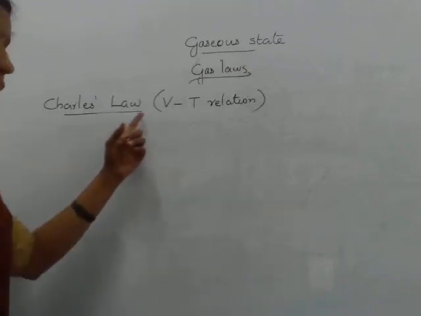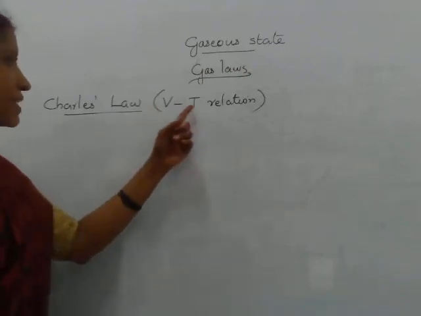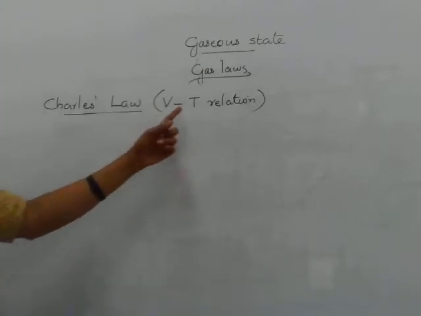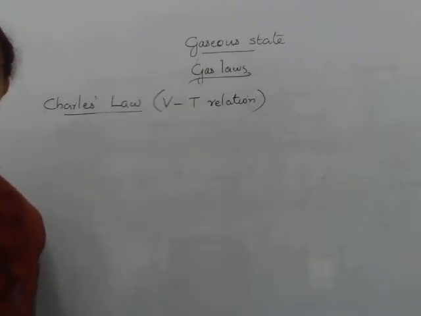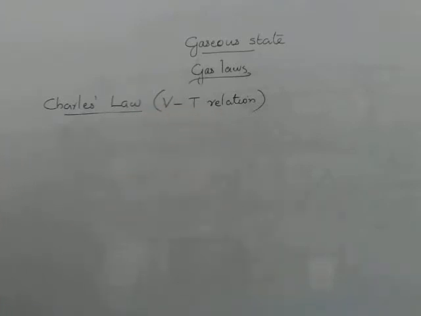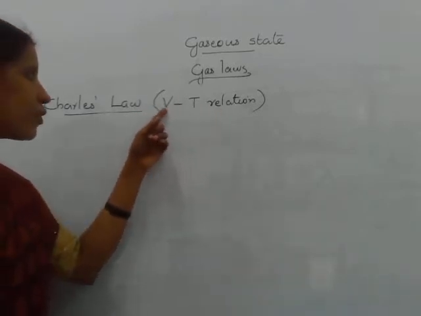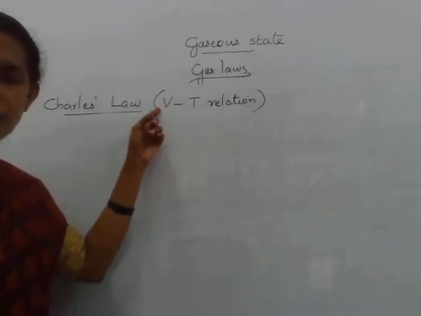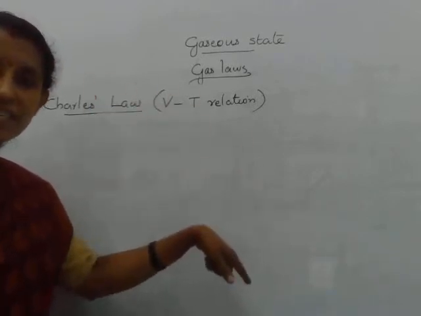Dear children, let's study Charles' law now. Charles' law is the volume-temperature relationship: how volume and temperature of gases are related. We know that volume of gases is directly proportional to temperature. When temperature increases, volume of the gases also increases. And on cooling, volume of the gases decreases.